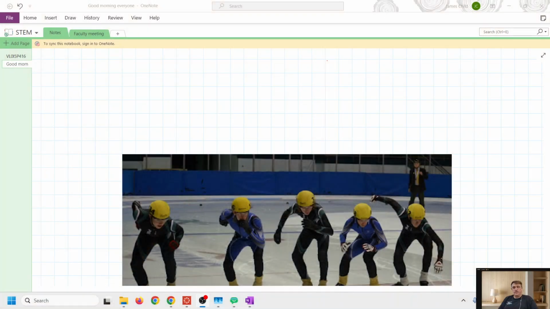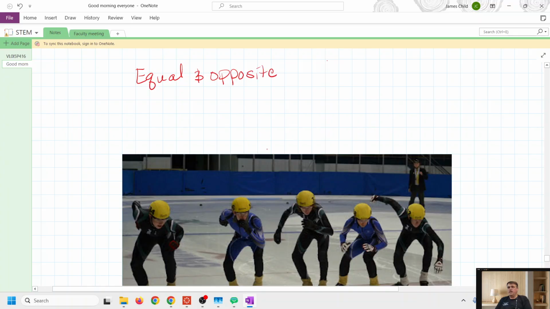Let's look at some of this. Let's go ahead and go to our main screen here. So basically, for every action, there is an equal and opposite reaction. Equal, and opposite. For every action, there's an equal and opposite reaction.